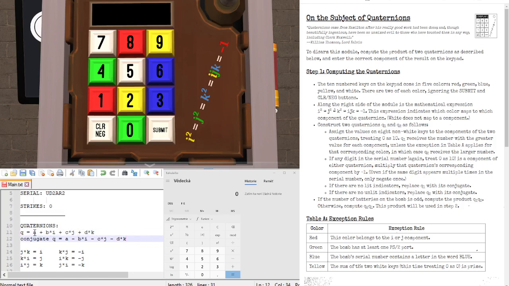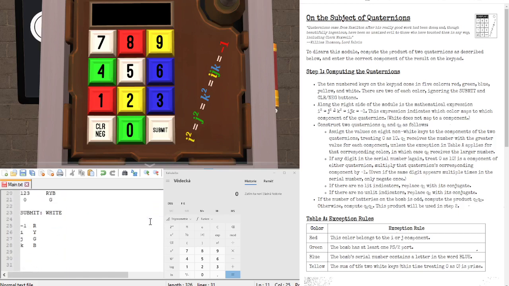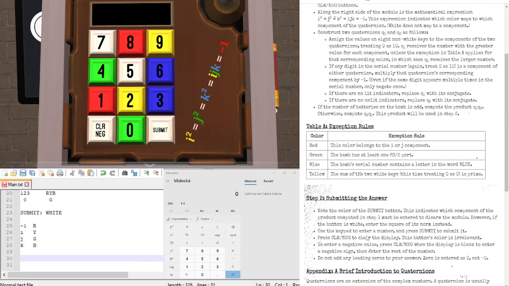So we need the coefficients A, B, C, and D to get the quaternion, because I, J, K are imaginary units. And we'll have two of those. So we need eight coefficients. And then we need to calculate the product. So what do we do? Well, actually the coefficients are coded in these colors. And there are some rules which can be actually broken by exceptions. And we have the exceptions rule in table A.